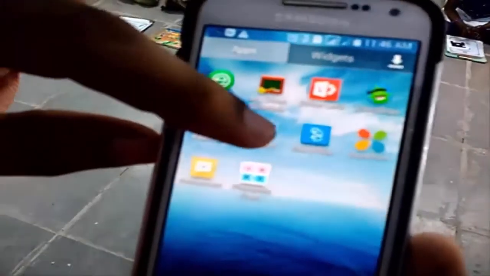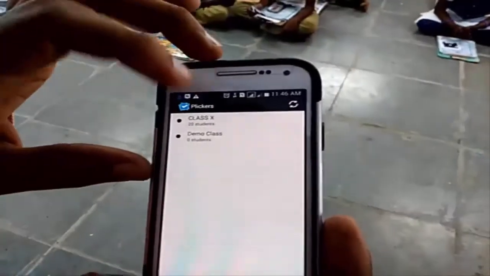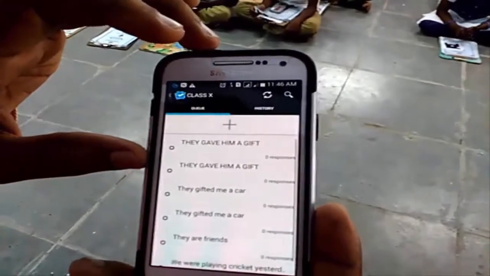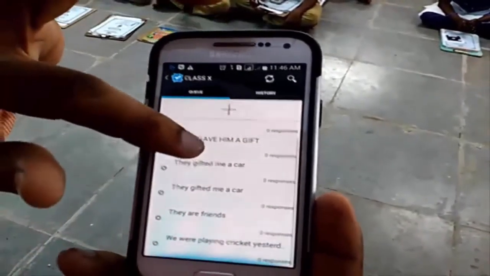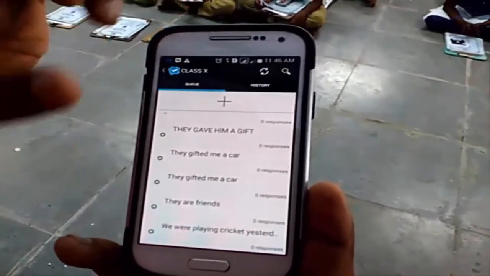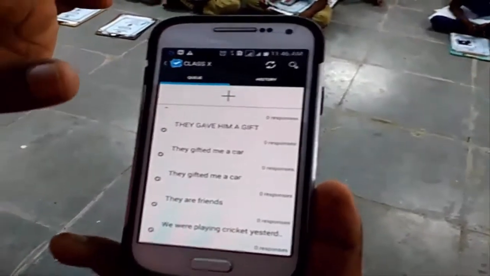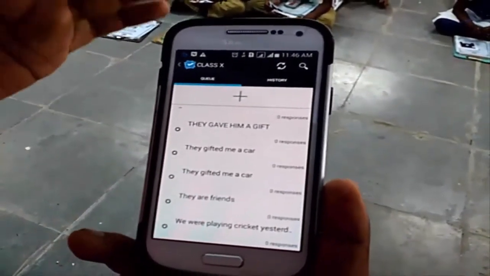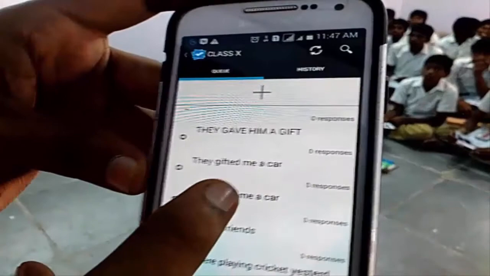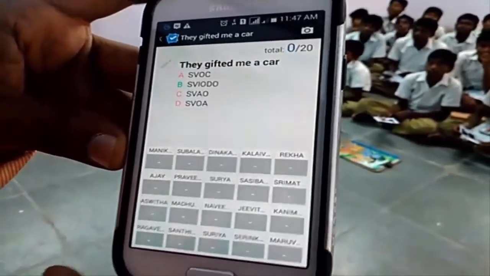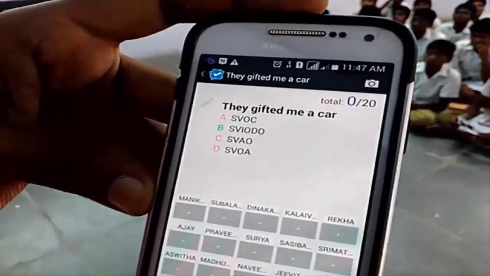Because on my mobile, I will open this. After that, the class is given as class 10, so I will select this. After that, I have added the questions here. With the help of these questions, I will ask questions to them. Then the students will respond with their pick-up cards and answer me. My first question: they gifted me a card. I open this and the options are given.